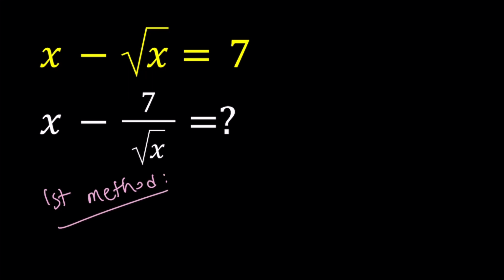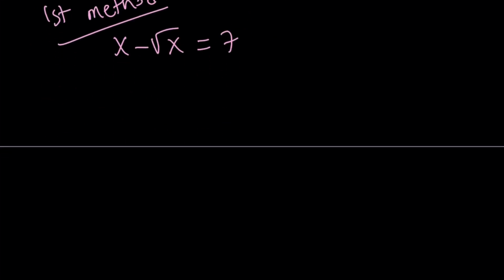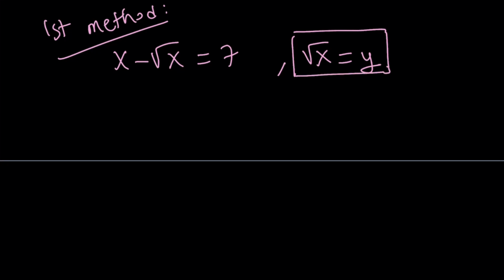For my first method I'm going to be using substitution and I'll be dealing with this equation. So let's rewrite it. x minus square root of x is equal to 7. Now to solve this equation for x, I'm going to use square root of x and set it equal to y. This is going to be the substitution I use, and that implies x equals y squared. One thing to keep in mind here is x must be positive and y must be positive. They can't be 0 because obviously 0 is not a solution, right?